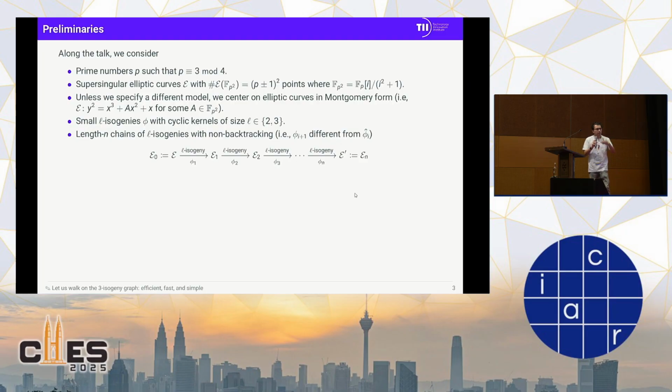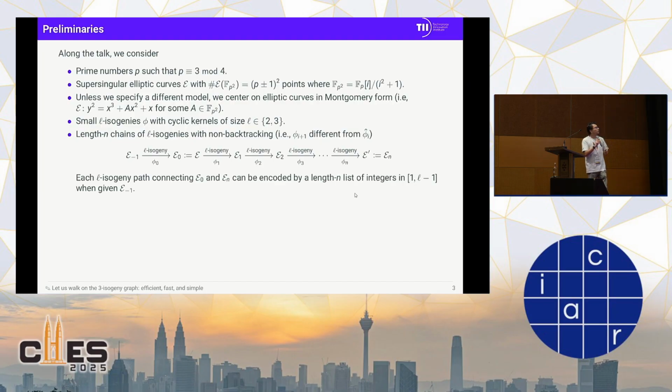As Andrea was saying, an L-isogeny is just a homomorphism between two elliptic curves as groups with a finite kernel. In this case, the kernel has size 3 or 2, or in general L. Just focus on composition of n isogenies, so we start with E0 and we want to compute En. In particular, we want that you don't have backtracking in the chain. That means that you don't return back. For example, E1 is not isomorphic to E0, E2 is not isomorphic to E1, and so on.